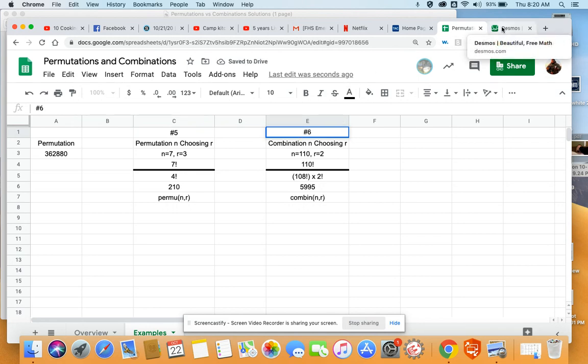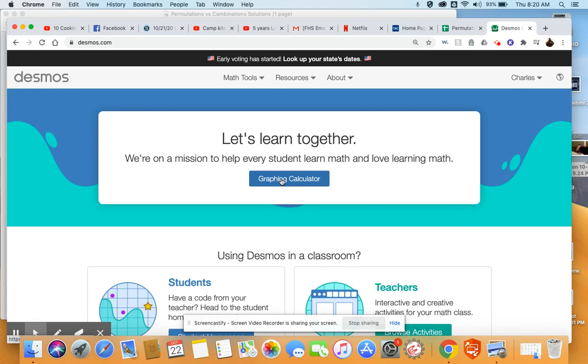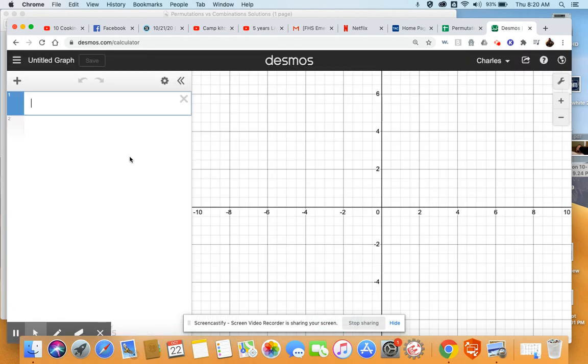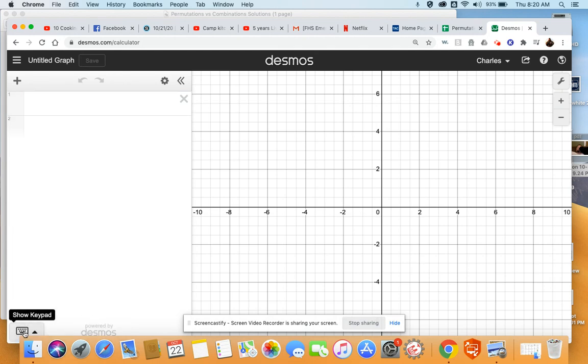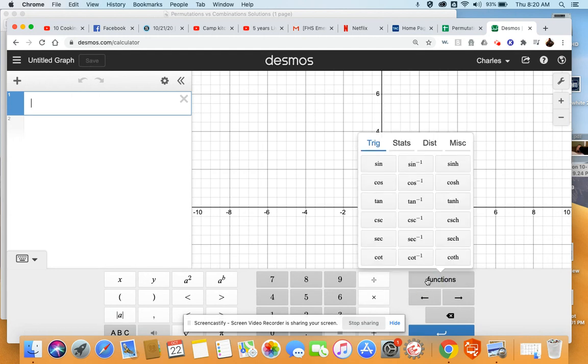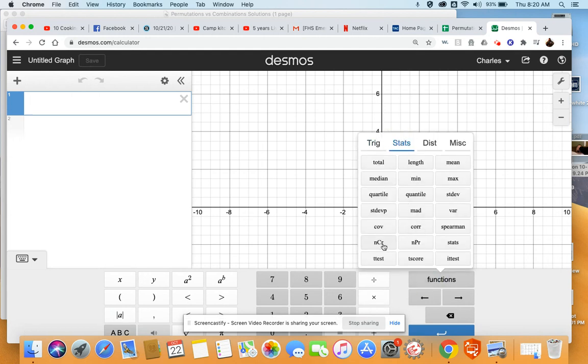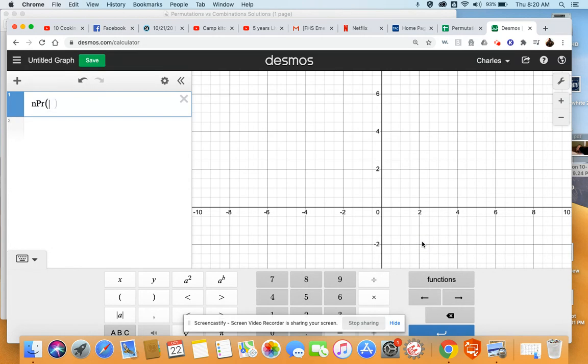We also can do these using Desmos, which is a wonderful tool we have available to us free online, desmos.com, graphing calculator. Down here at the bottom of Desmos is a little keyboard button. Bring it up, go to Functions, under Stats, and here we see nCr and nPr. So we'll go ahead and put in nPr, and you could have just typed nPr in there. And we'll do the exact same problem. We had 7 people to choose from. We were choosing 3 countries. Boom, tells us our answer right here, 210.